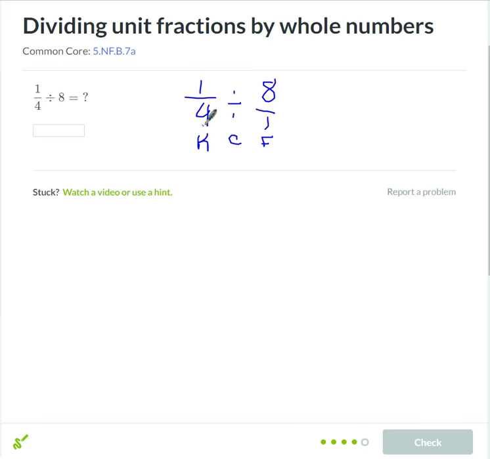That means you keep the first fraction the same, so 1/4 is kept as 1/4. You change division to multiplication, and you flip the second fraction, so 8 over 1, if you flip that, becomes 1 over 8. Now that it's a multiplication problem, we know that we multiply straight across to multiply fractions. So 1 times 1 gives you a new numerator of 1, and 4 times 8 gives you a new denominator of 32. So my final answer would be 1 over 32.